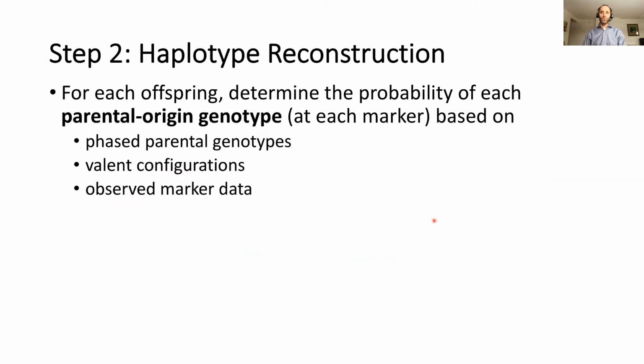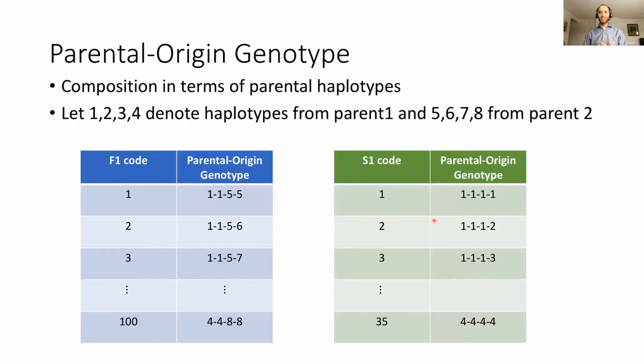So now that we have both the valent configurations and the phased parental genotypes, and we have the observed marker data for the offspring, it's going to attempt to reconstruct each offspring in terms of the parental haplotypes. And it does that in a probabilistic way. For each of the parental origin genotypes at a given marker, it's going to give a set of probabilities. This parental origin genotype is a bit of a mouthful. It basically is a description of the composition of the offspring in terms of the parental haplotypes.